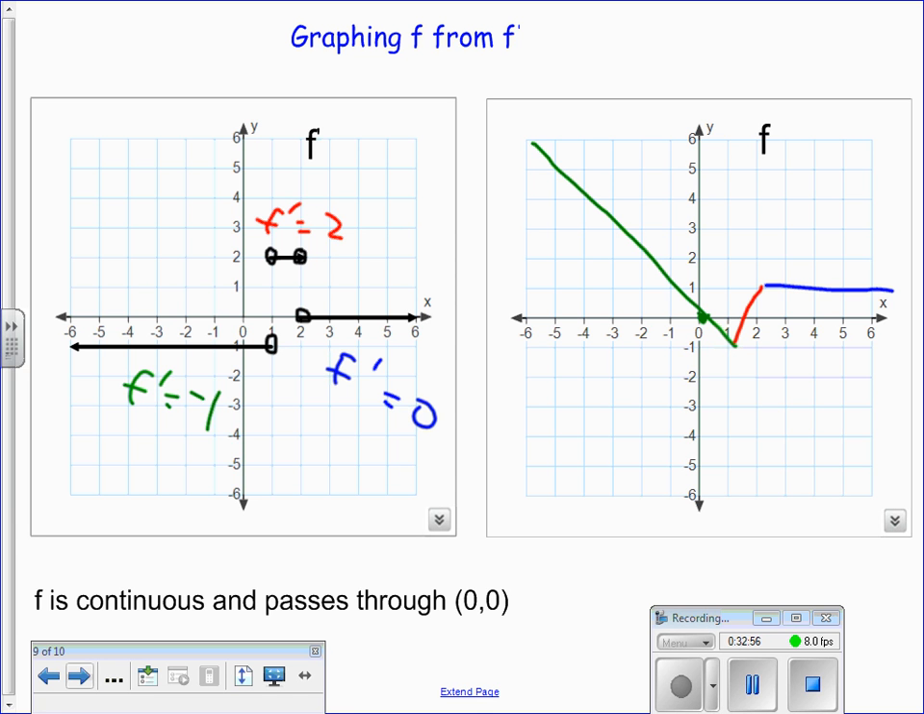This one's a nice one because my derivatives are all what? Straight horizontal lines. Which means that my original functions are all straight lines. If the derivative is a constant, your original function is a straight line. Because what's the slope of a straight line? It's a constant value. So when you get curves, things get funky. Okay? That's it.